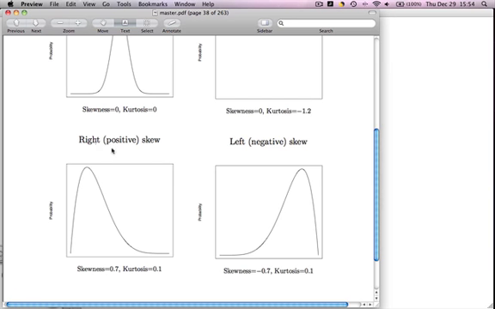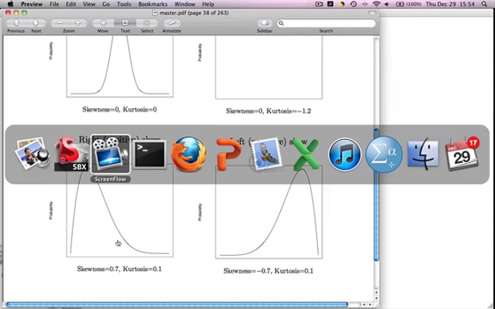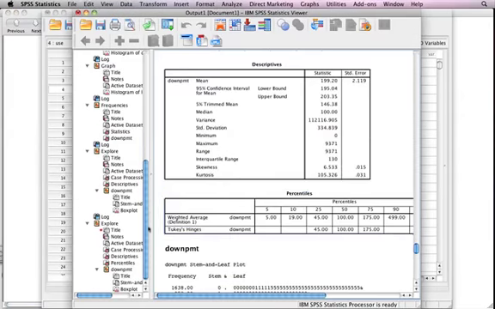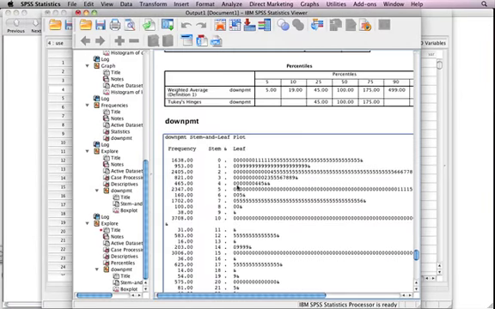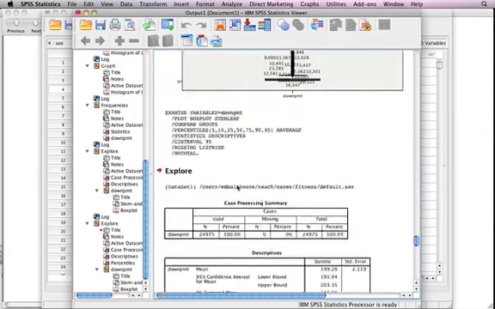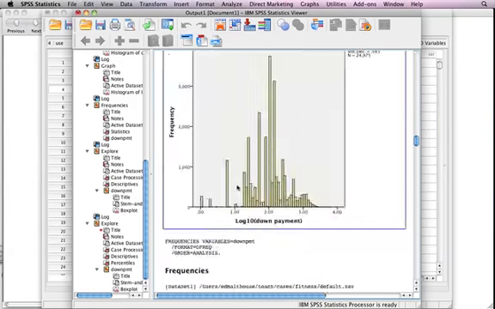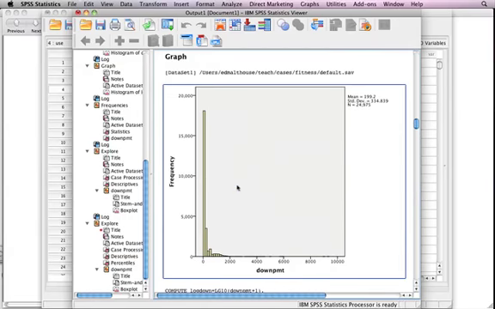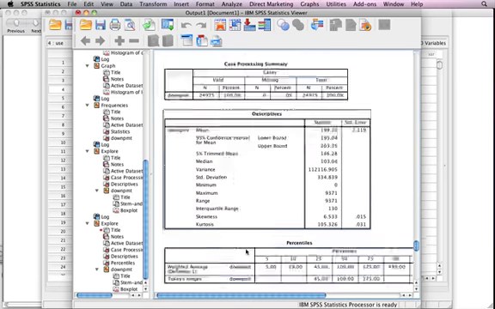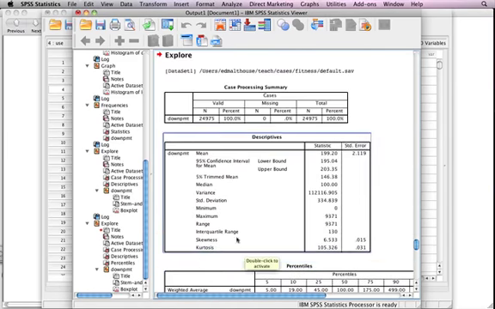The skewness of this distribution, the right skewed one, is 0.7. The left skewed or negative skewed distribution is minus 0.7. So values that are negative indicate a long left tail. Values that are positive indicate a long right tail. If we go back to SPSS now, remember we computed the skewness of that, where was that? The down payment example. So let's look at the down payment example. And recall that the down payment example was very right skewed. Well, if we go back down to Explore, so we've already computed this in a previous video, you're going to see a skewness of 6.5.